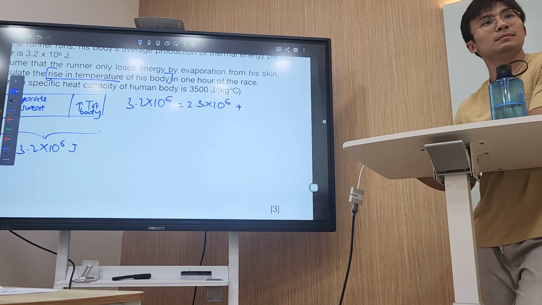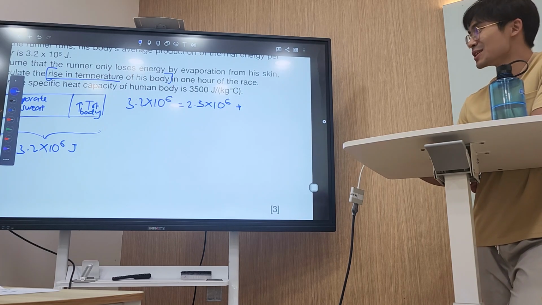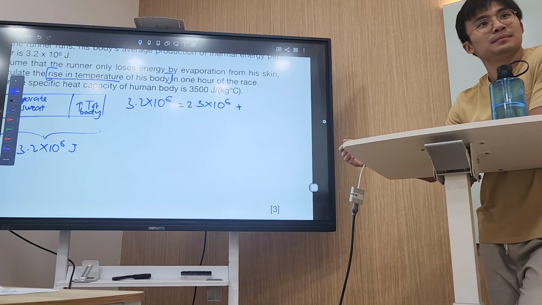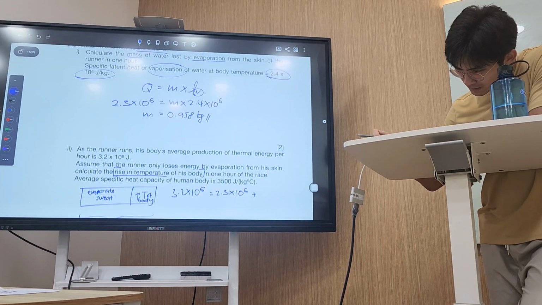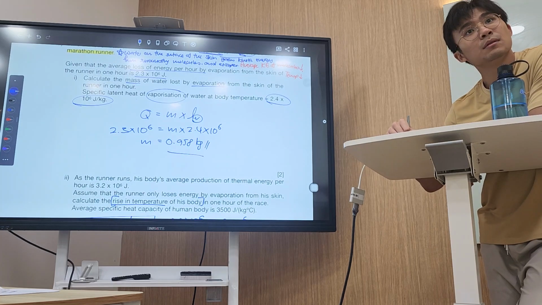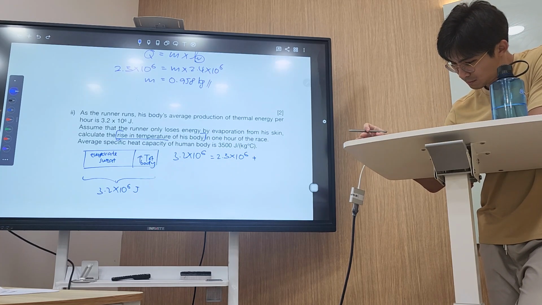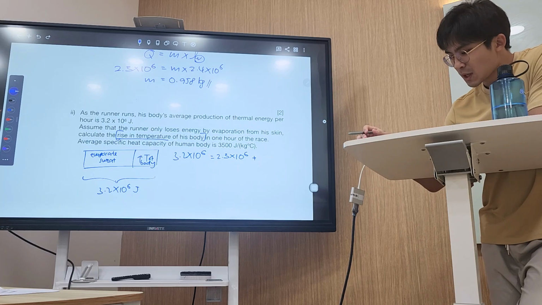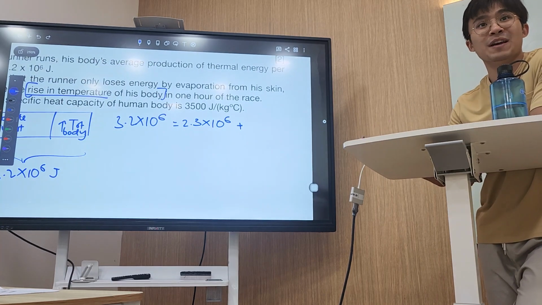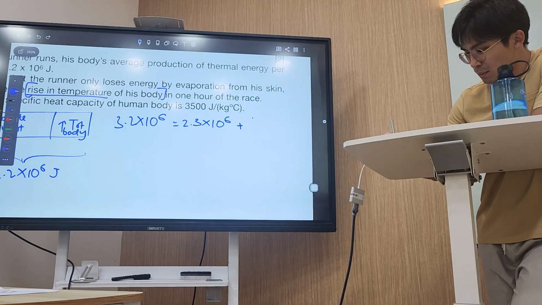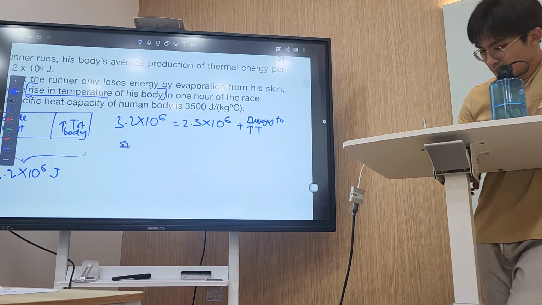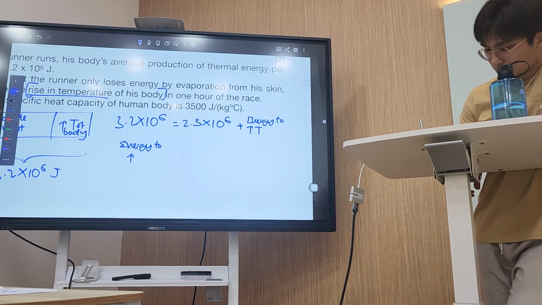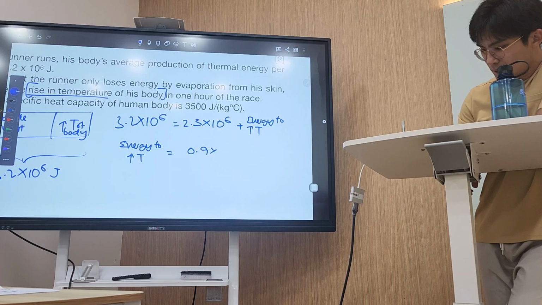Okay, let me do it together. What are you going to put here? 0.9. What's 0.9? The temperature one? Oh, as in you calculate the value. Okay, sure. So down here will be the energy to increase temperature. Let's calculate that. The energy to increase temperature is 0.9 times 10 power 6 joules.